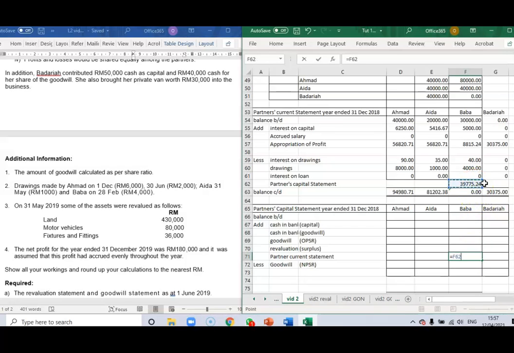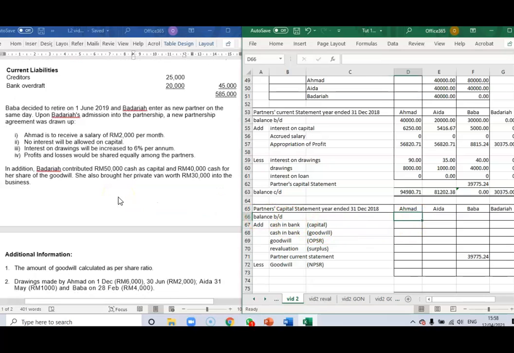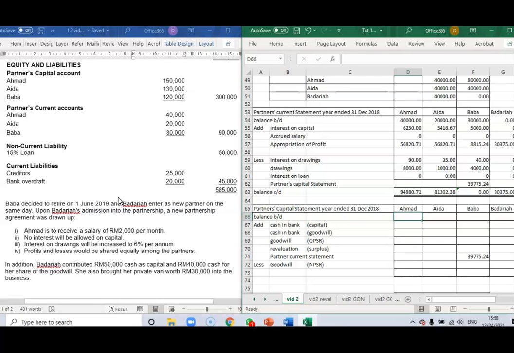So this 39,775.24, you will put at the end, adding up the capital, because we need to pay Baba 39,775.24 cents. This is the balance. I mean, the balance of current statement that we should pay to Baba. Okay, so the information for the capital. So the balance. Okay, the balance of capital account.